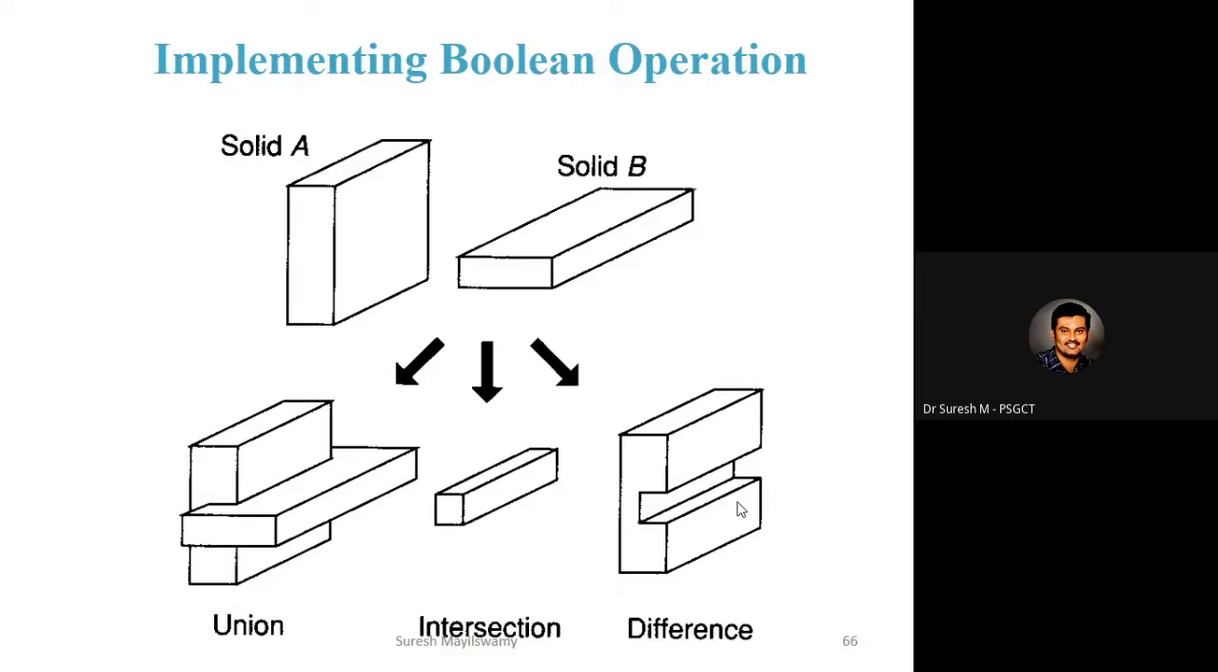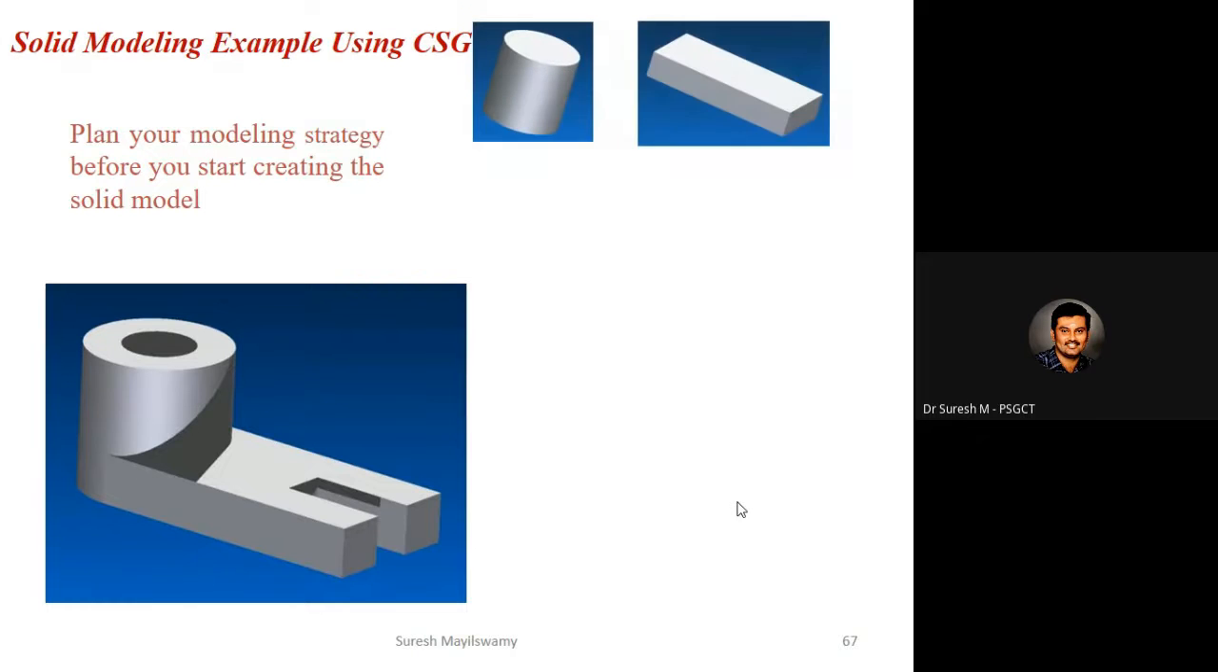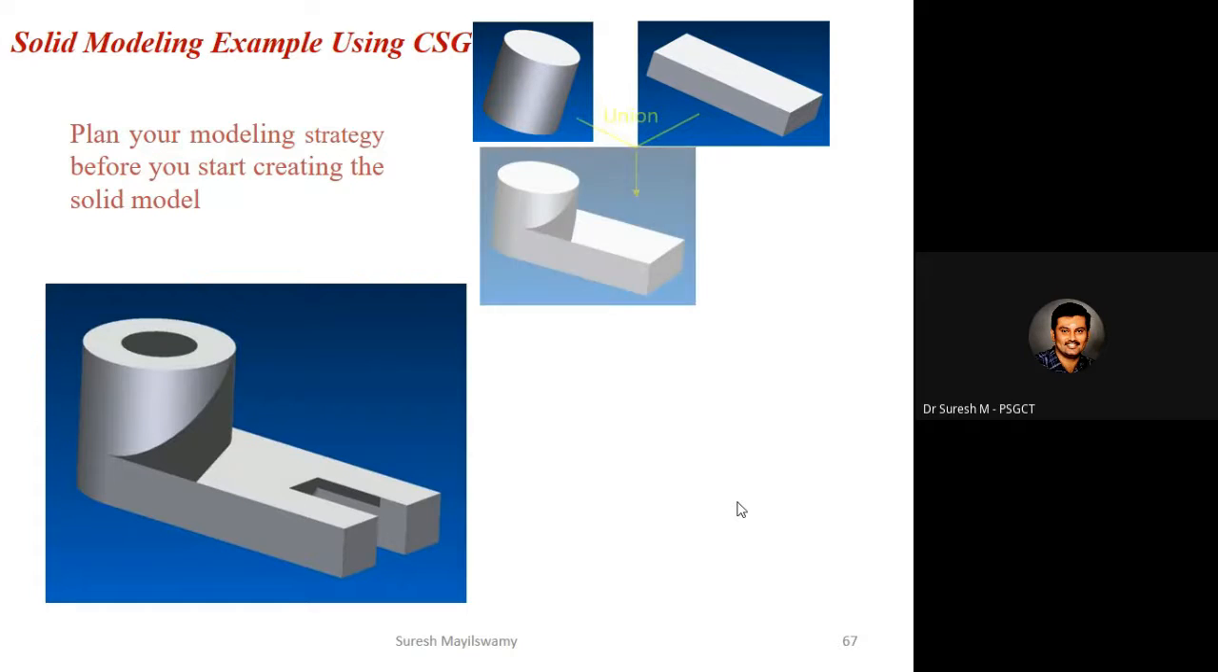Like this, commands are used to develop a solid geometry. So here we can plan our model strategy before starting creation of the solid model. First we need at least 2 primitive solids, a cylinder and a rectangular prism. After that we can union them so that the cylinder and rectangular prism are joined. For that we have to select the surface. Then only it will be solved.